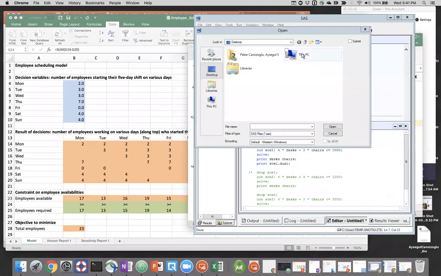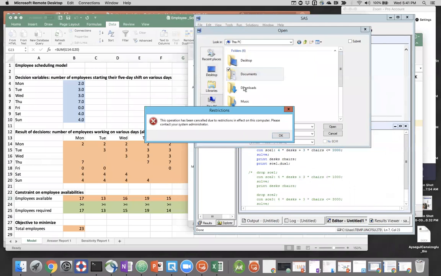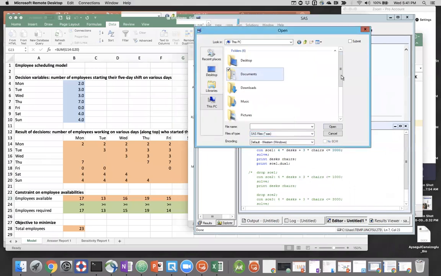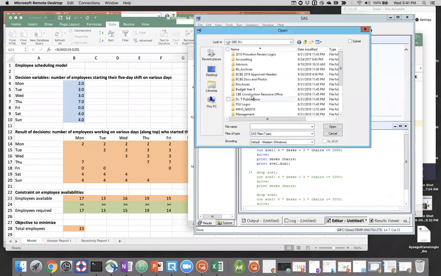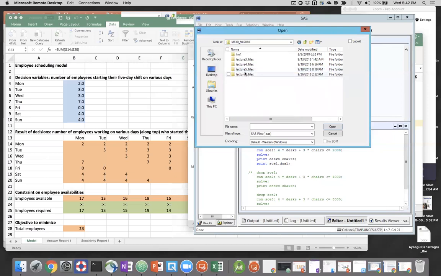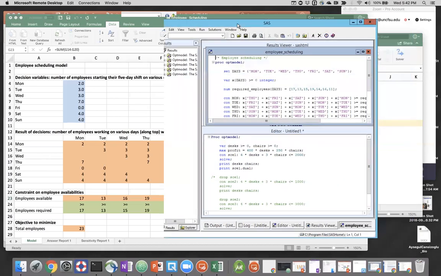Okay, so now I'm going to open. This is not the right place. I use the N drive to store all of the stuff because the N drive doesn't disappear, but the desktop itself disappears, right? Because this is a remote desktop, so that's a virtual environment. So if you want to work on the remote desktop, use the N drive.